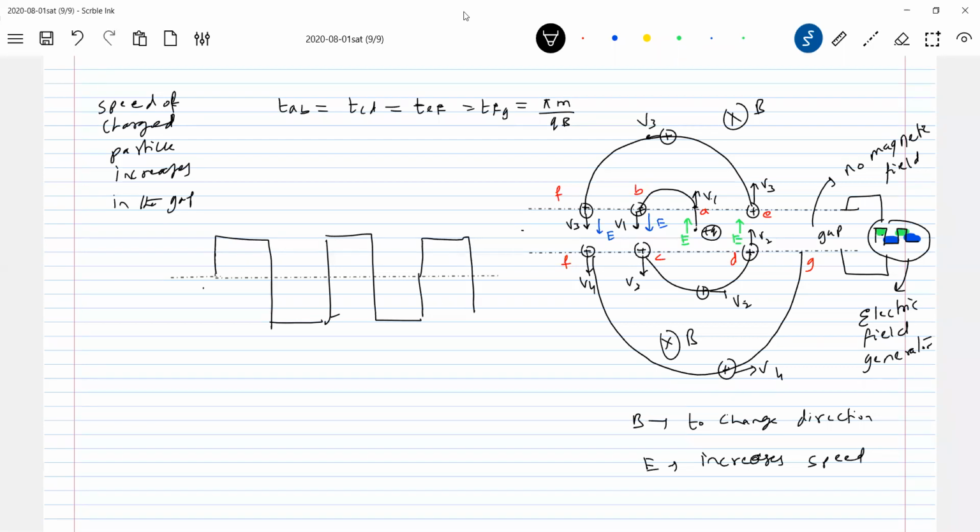This is t equal to 0. So what should be this time? What should be this time? Pi m by QB. What should be this time? Pi m by QB. This is what. I'll just shade one so that it will be easy for you.